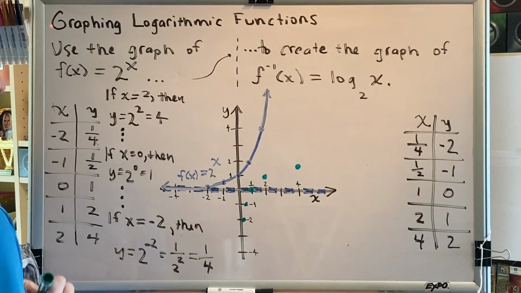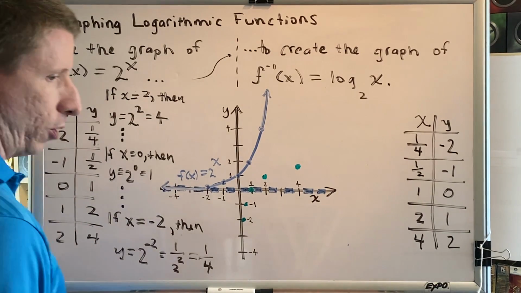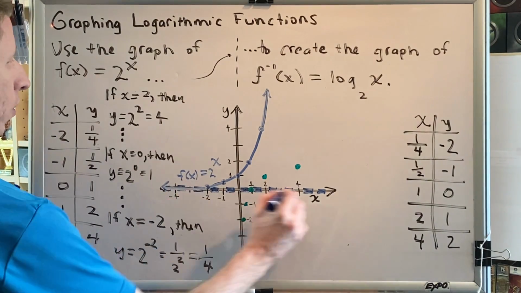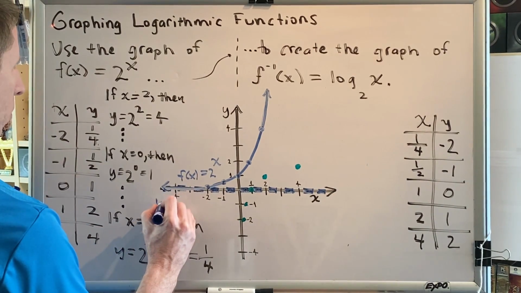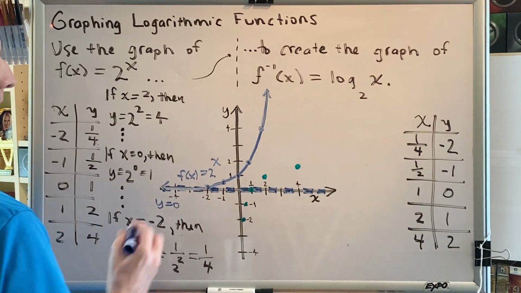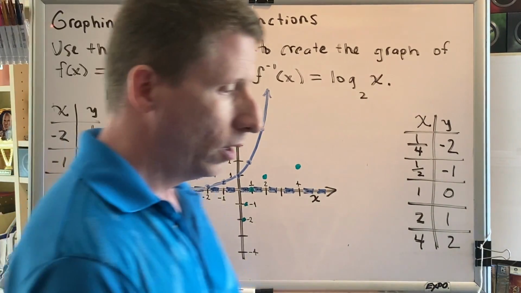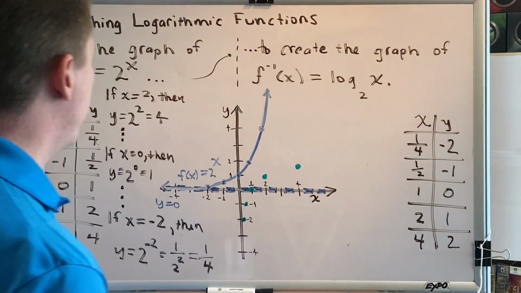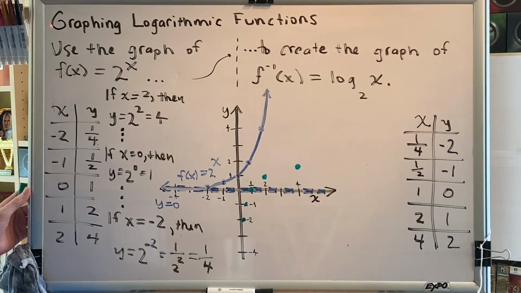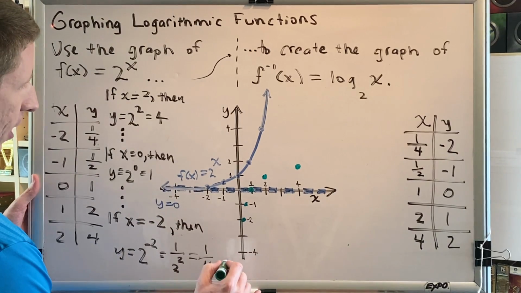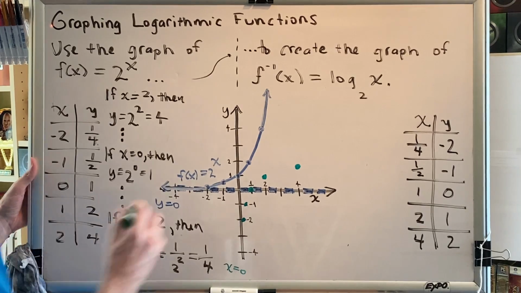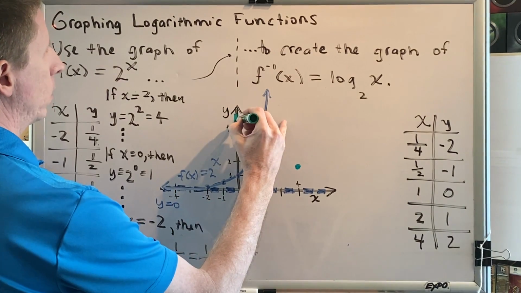Okay, we need to connect these 5 dots to approach the asymptote, but where will that asymptote be? We know in the case of an exponential function, the asymptote was the horizontal line y equals 0, sitting on top of the x-axis. But with an inverse, x's and y's are swapped. So we would expect that the logarithmic function would have its asymptote at x equals 0, also known as the y-axis. Let's draw that now.